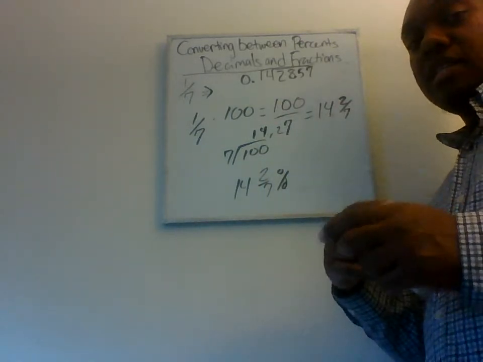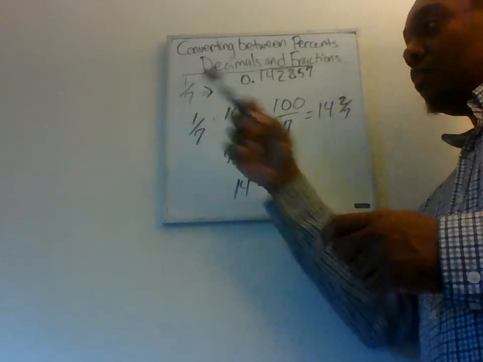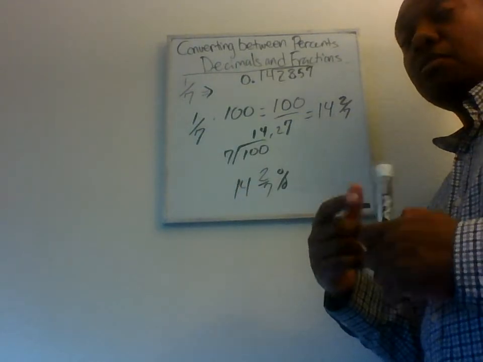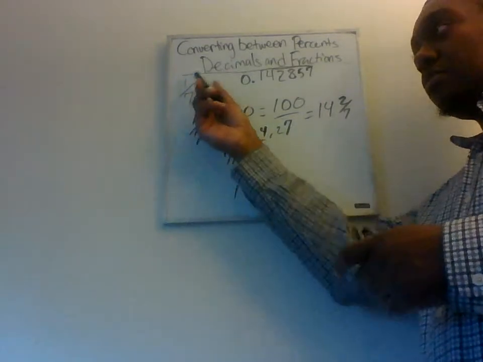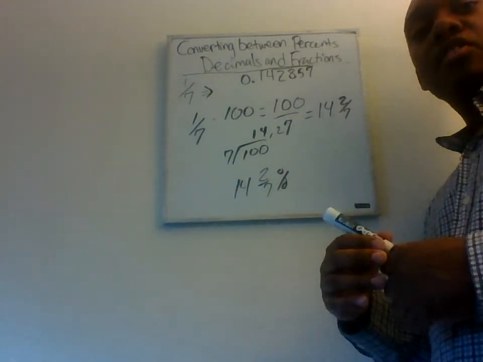One last thing that you can do with that is you can think, what do I need to multiply or divide my denominator by in order to get it to become 100? Do the same in the numerator, and you'll have your percent.